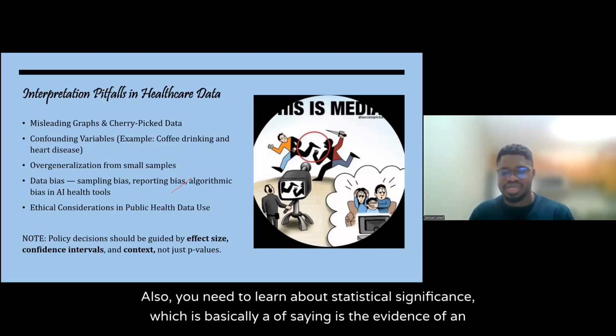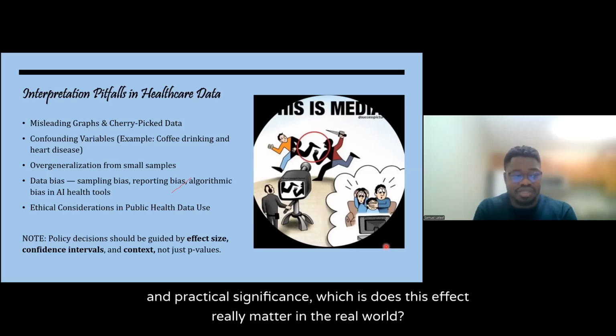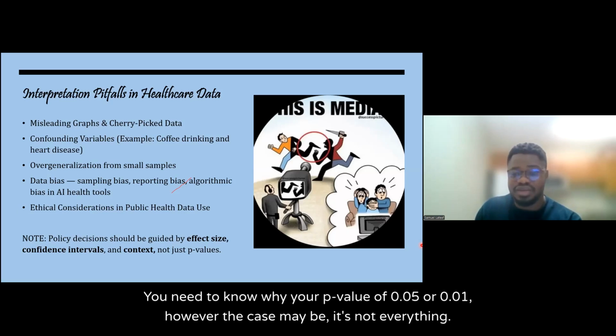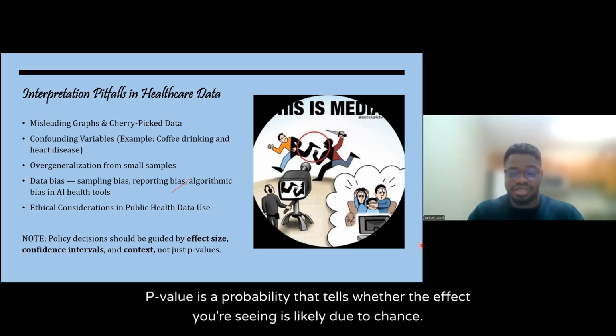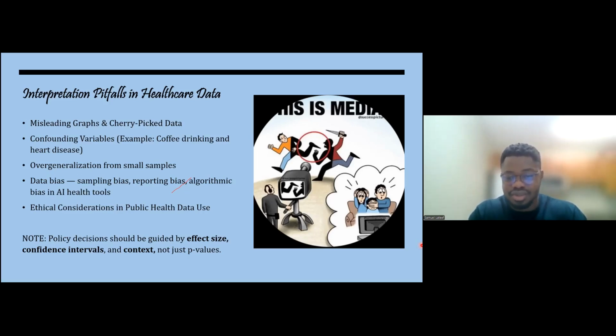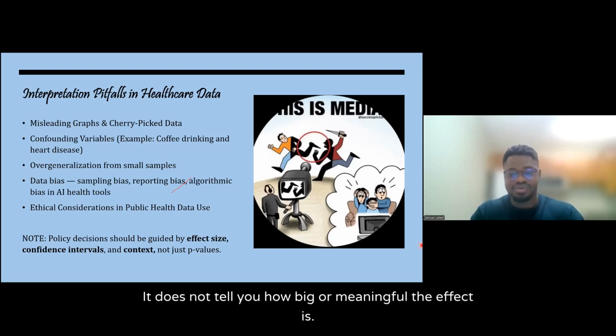Also, you need to learn about statistical significance, which is basically a way of saying, is there evidence of an effect? And practical significance, which is, does this effect really matter in the real world? You need to know why your p-value of 0.05 or 0.01, however the case may be, is not everything. P-value is just a probability that tells whether the effect you're seeing is likely due to chance. It does not tell you how big or meaningful the effect is.